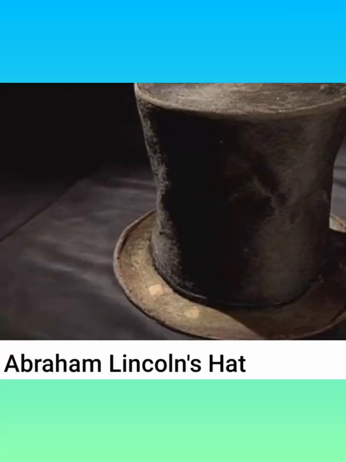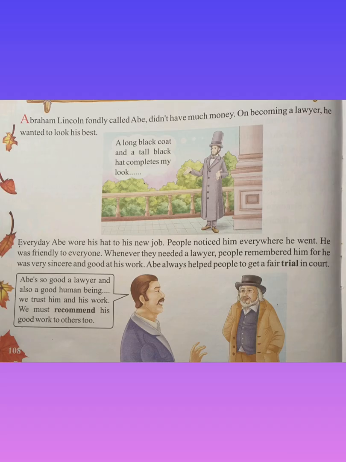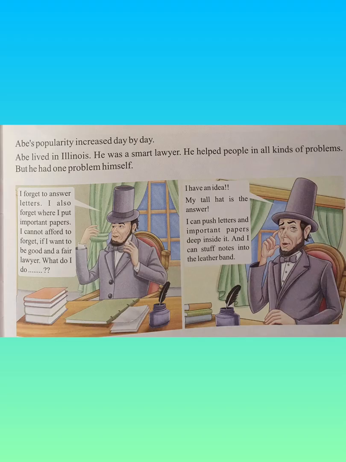So Abraham Lincoln, the 16th President of the United States, was brought up in a poor family and was mostly self-educated. He became a country lawyer and finally the President of the United States of America. He used to wear a long black coat and a tall black hat to complete his look. He was a very good lawyer and a very good human being as well. He helped people in all kinds of problems.